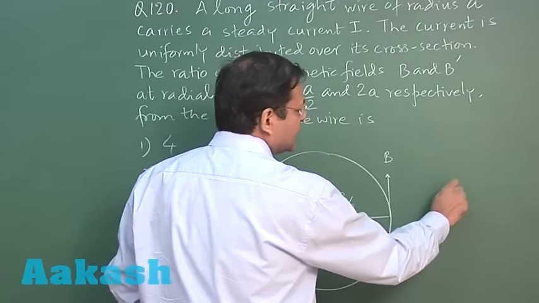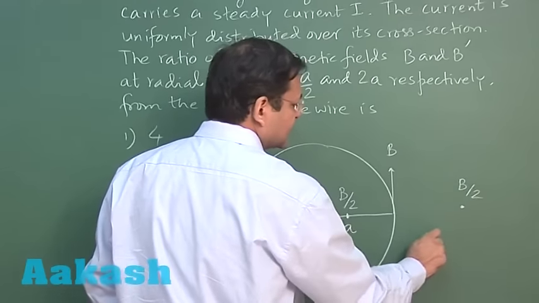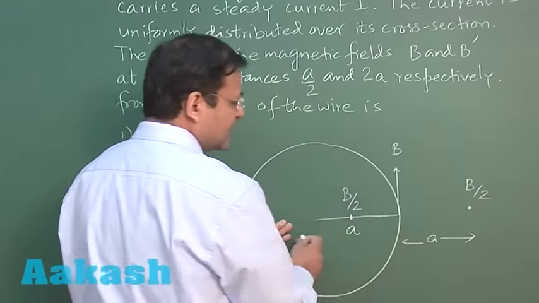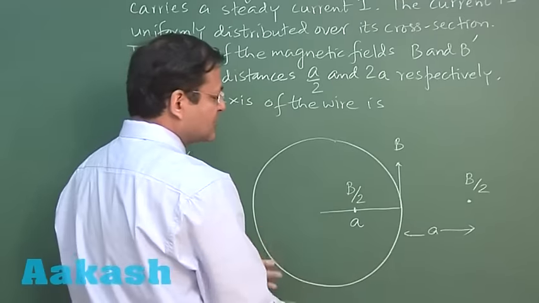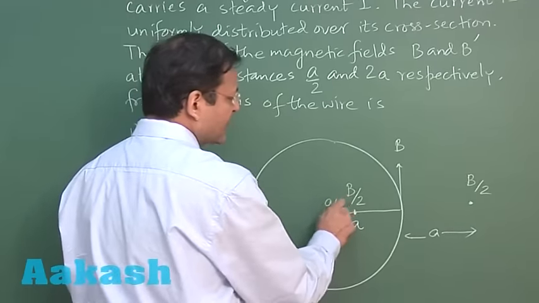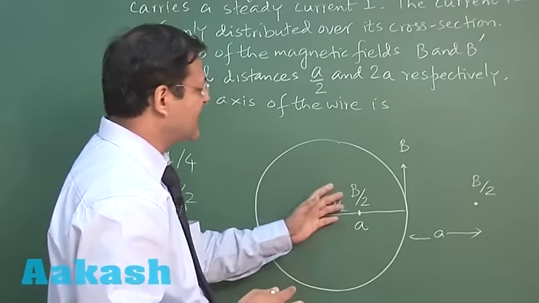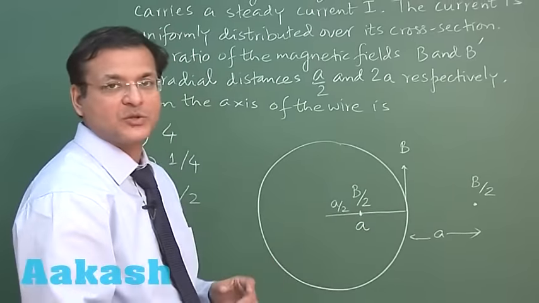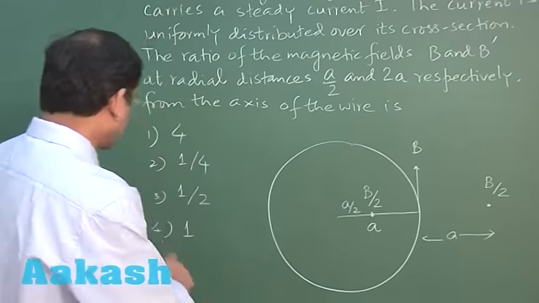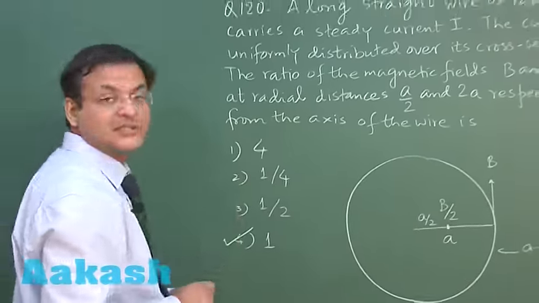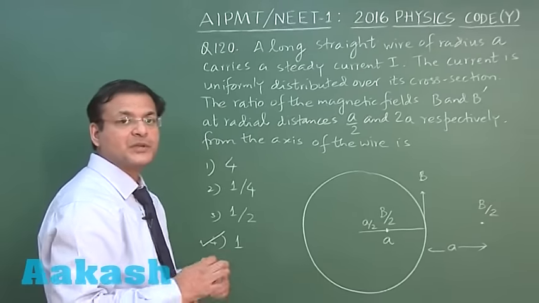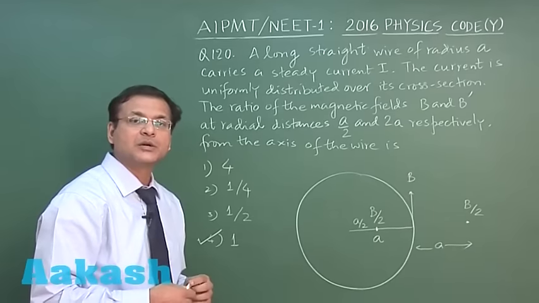So here also the magnetic field will become B by 2. This is the distance a from here, so that the distance is 2a from the center, and this distance is a by 2. Now you can see the magnetic fields at the 2 points asked is same, B by 2 and B by 2. So what is the ratio? Ratio is 1. So you will be marking answer 4 for this particular question 120. Now let us look at next question, that is question 121.